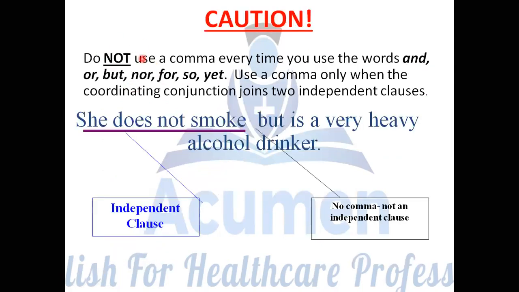So do not use a comma every time you use the words and or but. The comma will be required only when this but is followed by a complete independent sentence. So here there is no comma because it is not an independent clause. Okay. So is it now clear when to have a comma before and, but, and or? Only when you are connecting two independent sentences.